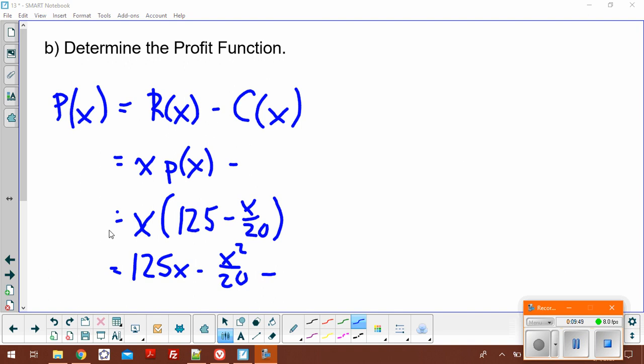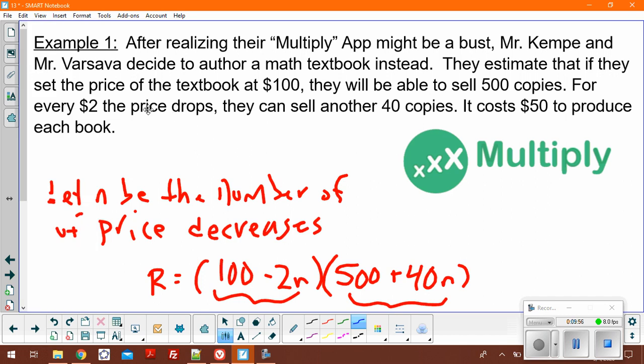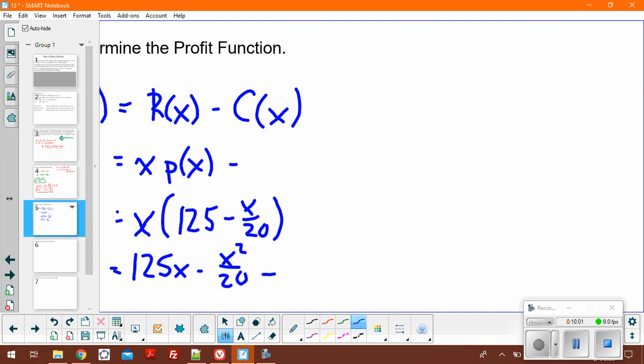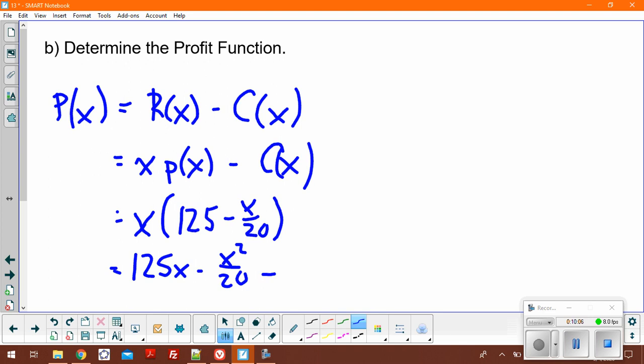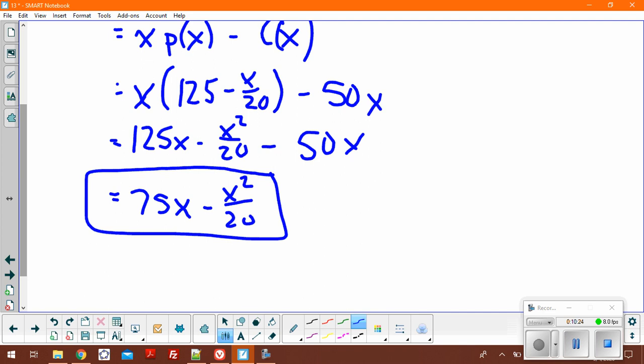So what about the cost function? Well, we'll go back to our original information. It said it costs $50 to produce each book. So that means our cost function would just be 50 times x, so minus 50x. That's $50 per book. Tidying that up, I'm going to have 75x minus x squared over 20. And there's my profit function.